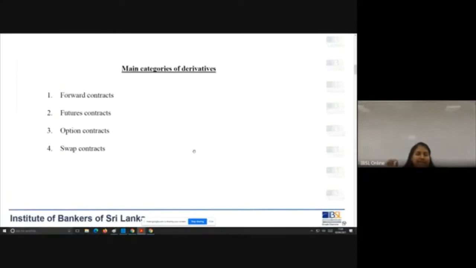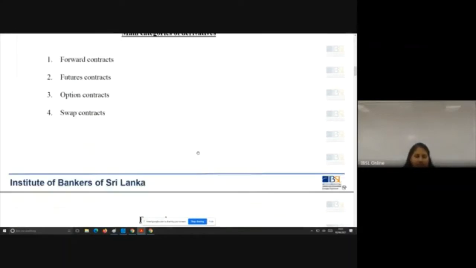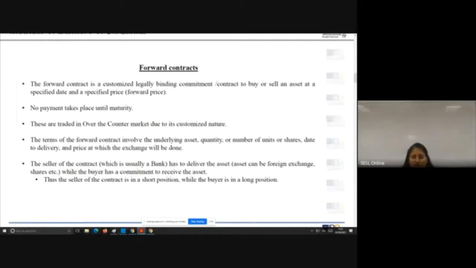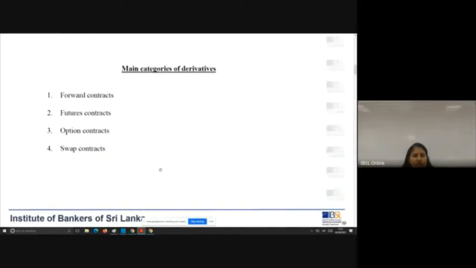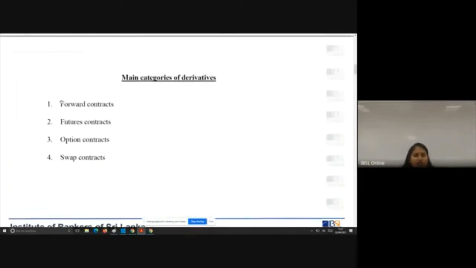All right. So what are the main types of derivatives in our market or even the global scenario? Forward contracts, futures contracts, options, and swaps. These four are the essential and the most fundamental derivatives in any market. Okay. Now, we don't have time to get into each of these in detail, but let me give you a brief overview here. Forward contract is customizable.